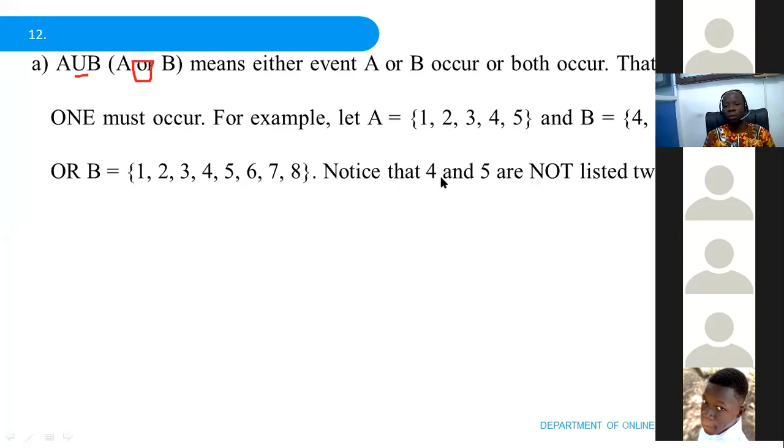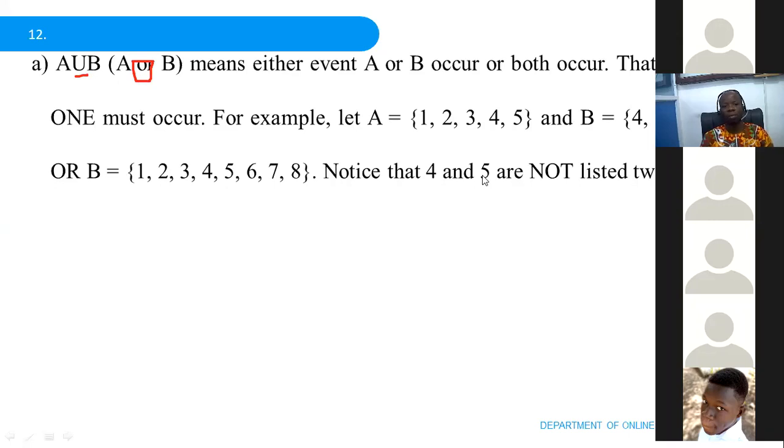Notice that your 4 and 5 are not listed twice. There is 4 in set A, 4 in set B, and we record that only once. We do not repeat it. 5 is also in set A, 5 is also in set B. So we record that once.